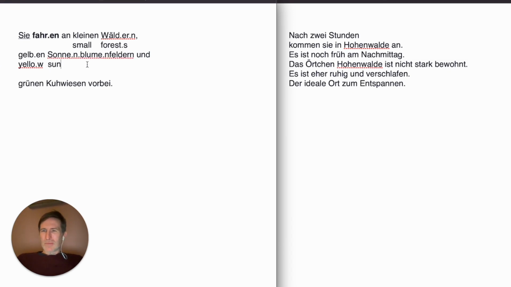Blume means to bloom, which basically is the flower. And then we have Feld here. The ERN indicates a plural. The ER is the plural here, but the N also helps. So Feld, well, what is Feld?